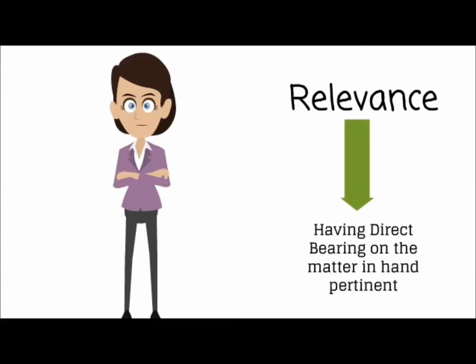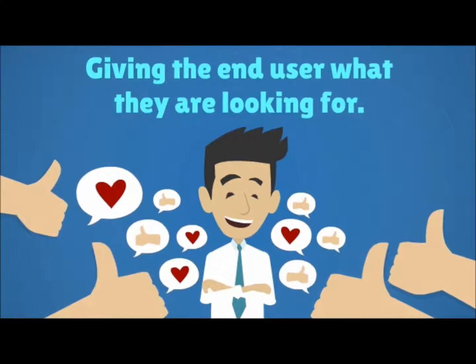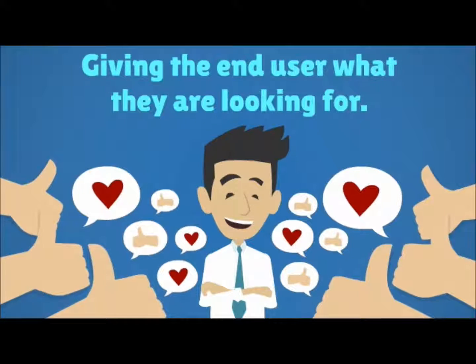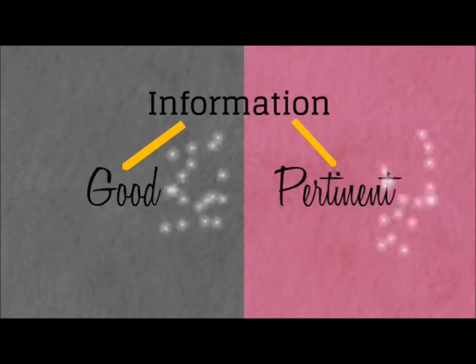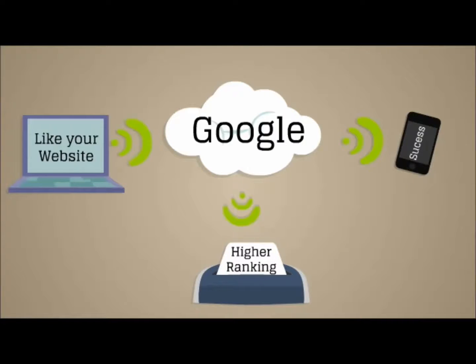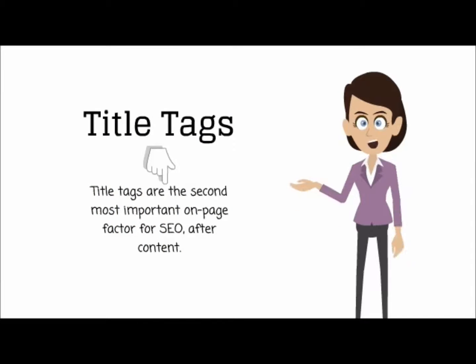Let's talk a little bit about relevance. Relevance means having direct bearing on the matter at hand, pertinent. In relation to Google, relevance simply means giving the end user exactly what they are looking for. So when you are doing SEO for your website, make sure you provide good pertinent information that the end user can be satisfied with. The more relevant you make your website data, the more Google is going to like your website and rank it very well in the search results. Title tags are the second most important on-page factor for SEO, after content. We are going to talk about title tags in detail later in this video.